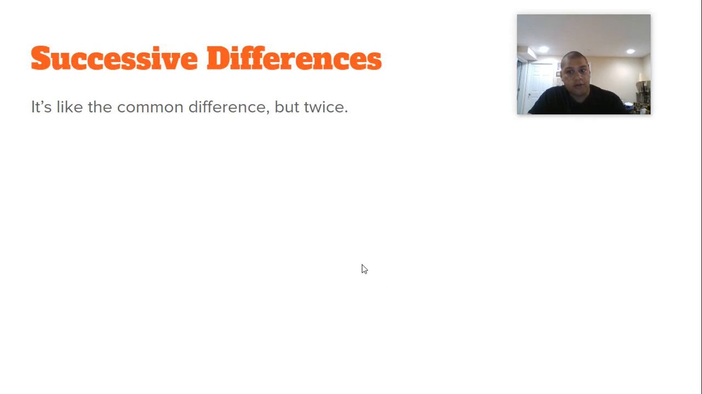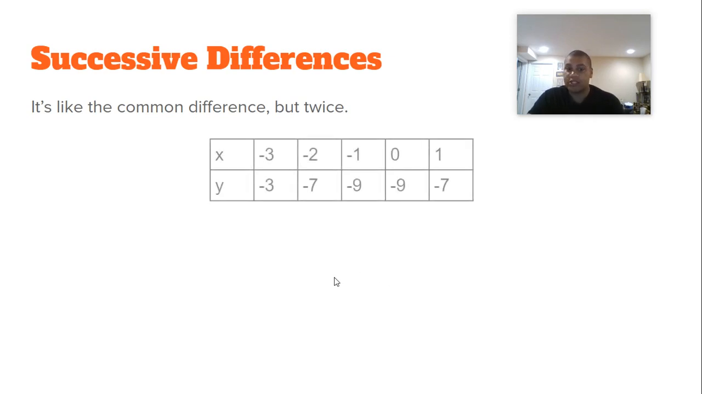Now, if there's a first difference, what's next? Well, let's check it out. Another very similar problem. X values up top. Really don't need to worry about the x values at all. But the y values: -3, -7, -9 again, -7 again. Okay? Some of you who are especially sharp might be going, that seems like symmetry. We'll get there. If I look for my first differences, right, I figure out what's that common difference between each of these, I'm going to realize pretty quickly it's not common.